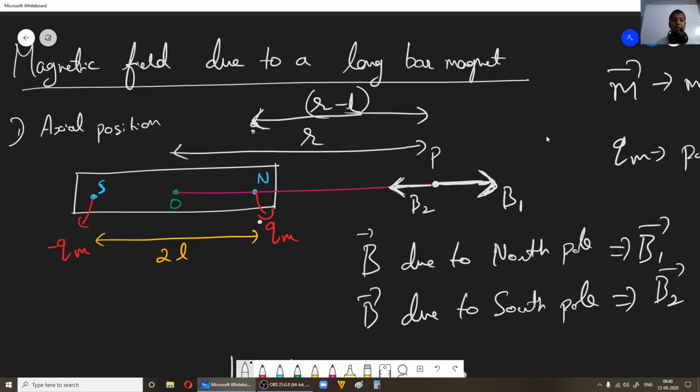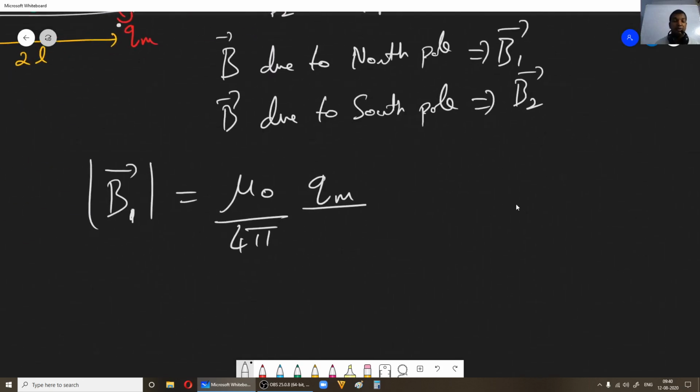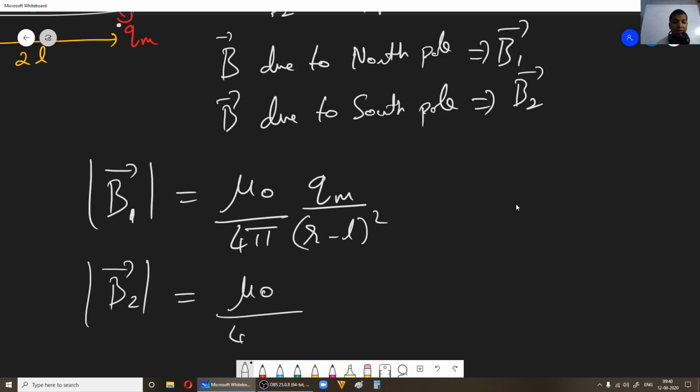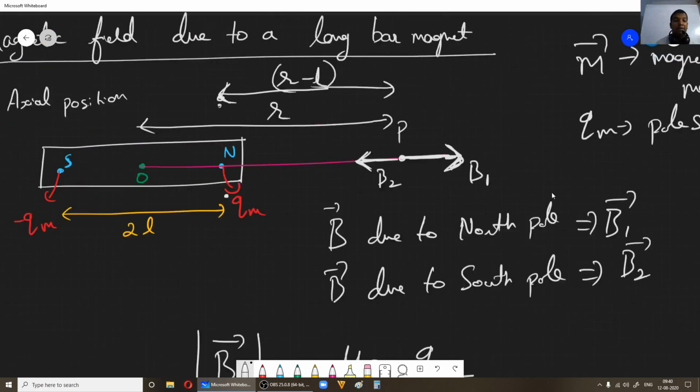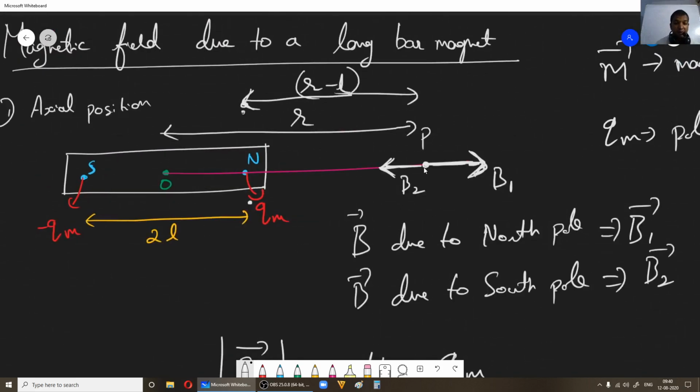R minus L. Okay, fine. So you can say r minus L the whole square. Now the magnetic field B2. We know the directions, we are just trying to write the magnitude. So mu naught divided by 4 pi Qm divided by, now what is the distance between point P and that south pole? That is r plus L.